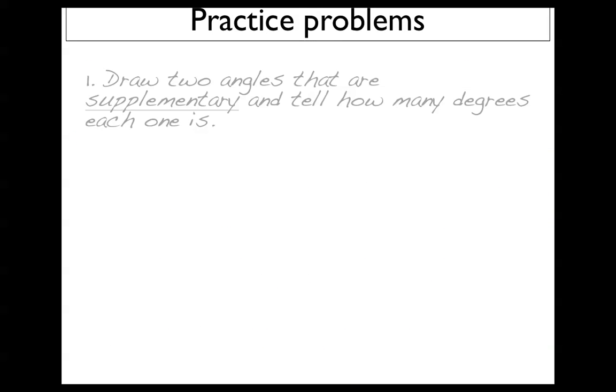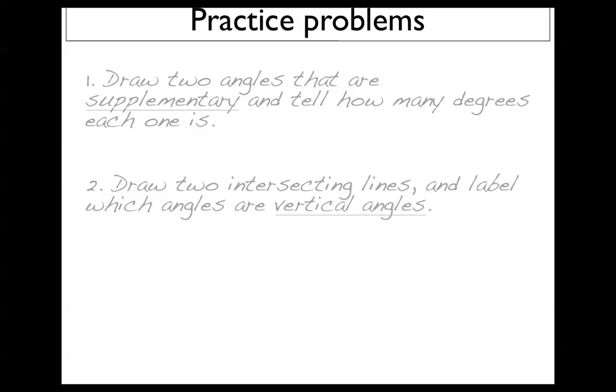All right, how about this? Try drawing two angles that are supplementary and tell how many degrees each one is. Remember what supplementary means. It means that the two angles have to add up to 180 degrees. All right, then I want you to make two intersecting lines that crisscross each other, maybe in like an X kind of shape, and then label which angles that you made with those two intersecting lines are vertical angles with each other. Remember, vertical angles are across from each other.